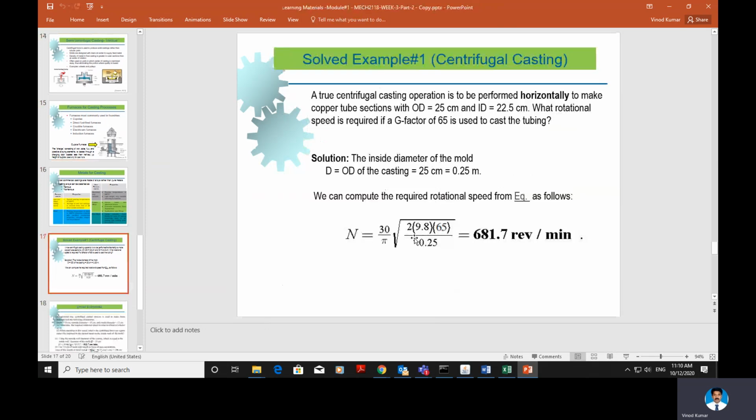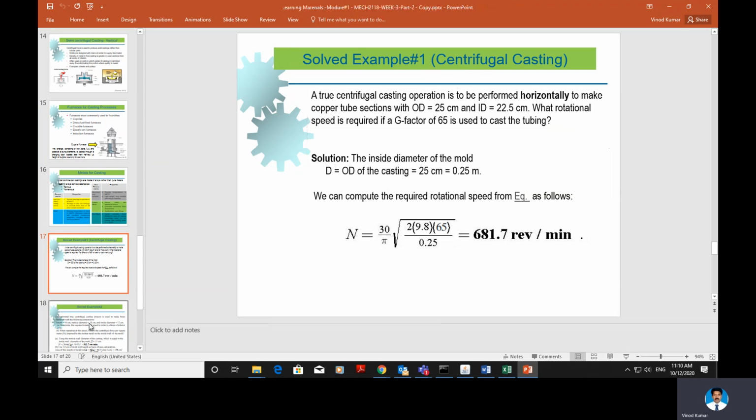Using this, we can calculate the minimum speed required for casting, which is 68 something. In 2g by d, d is taken as the outside diameter of the casting, which is 0.25. The outer diameter of the casting is equal to the inner diameter of the wall of the mold, and that's why we go for 0.25. So using this equation, we can find out the minimum speed required.